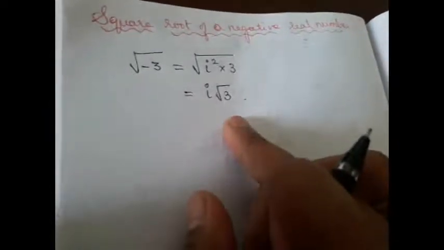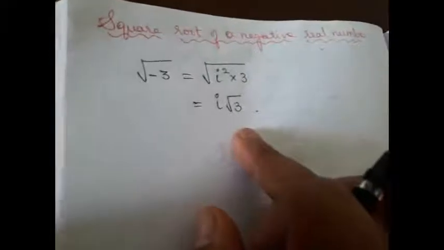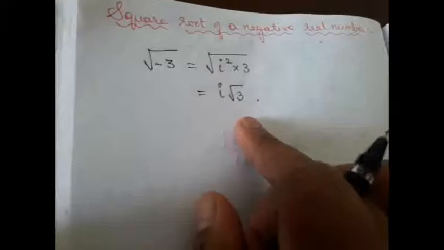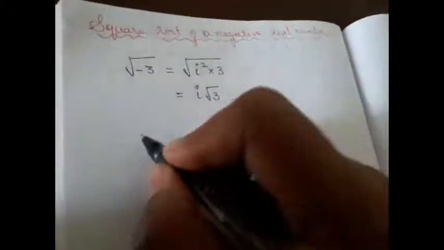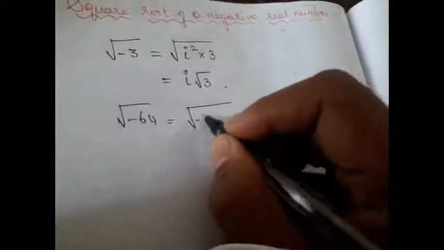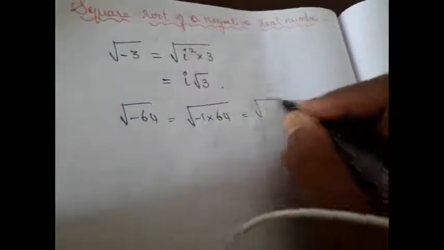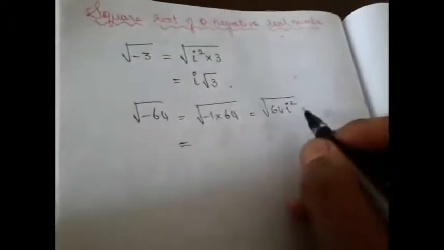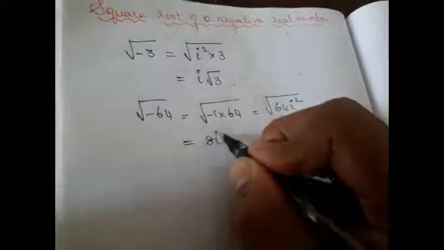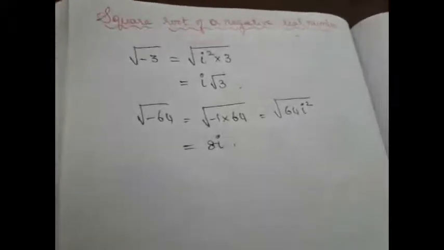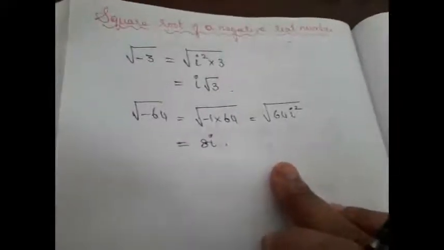Hope you understood how to find the square root of a negative number. Suppose you have minus 64. I can write it as minus 1 into 64, that is 64 i square. What is the square root of 64? 8. The square root of i square is i. So this is nothing but 8i. So the square root of minus 64 is 8i. Hope you understood how to find the square root of a negative real number.